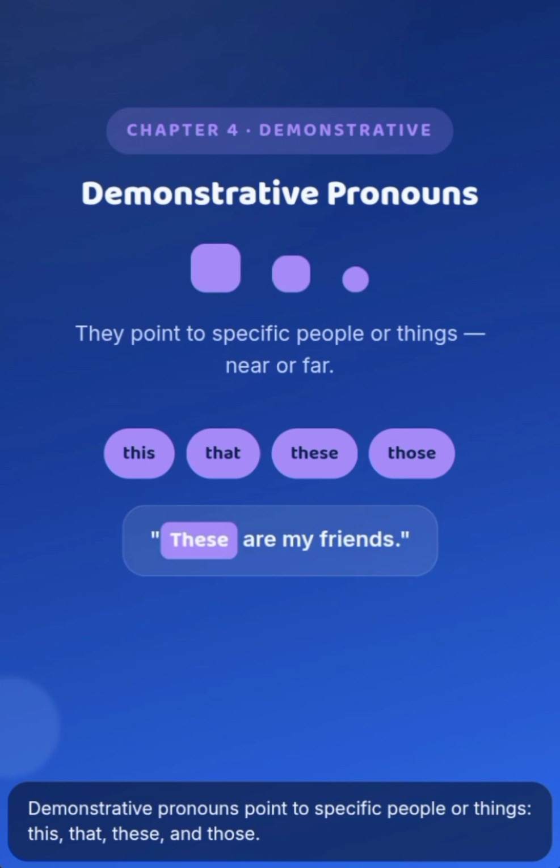Demonstrative pronouns. They point to specific people or things, near or far. This, that, these, and those. Example: these are my friends.